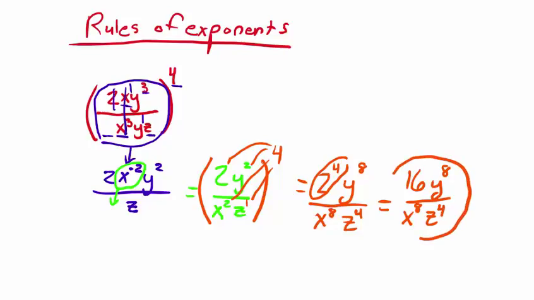And we can't do anything more because notice none of our bases are the same. We have a z here, x here, y here, so we can't do anything there because again they're not the same base. But that would be my final answer.